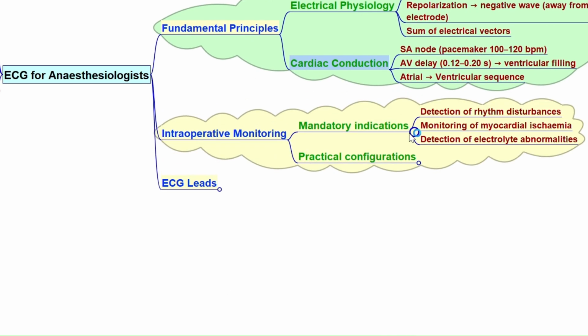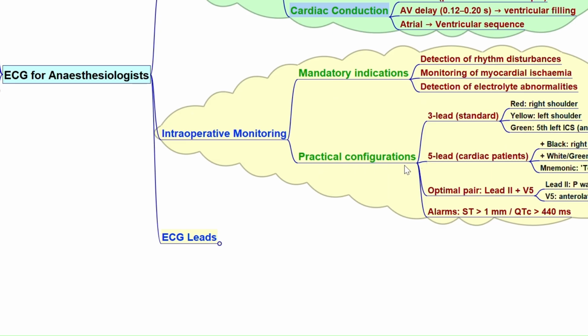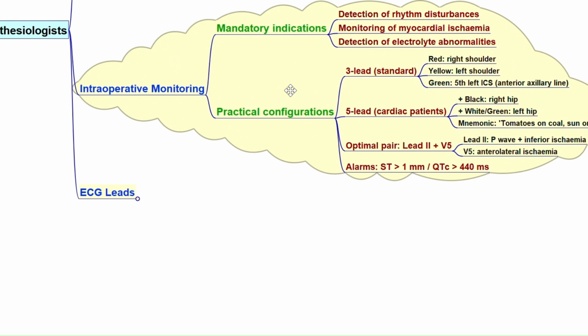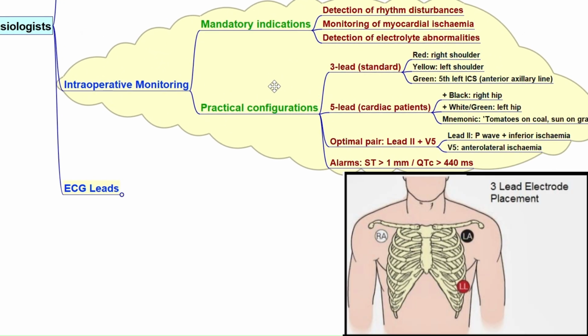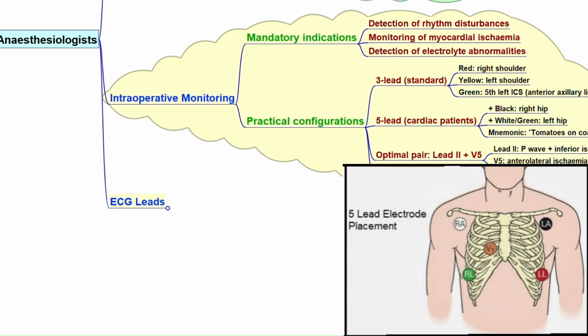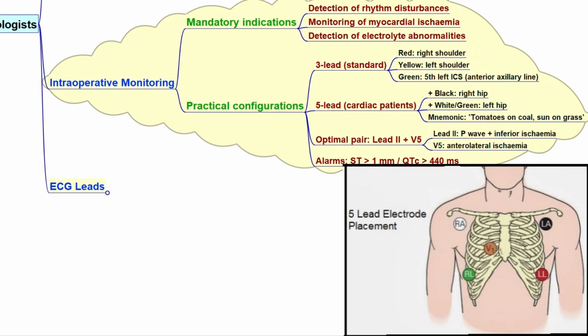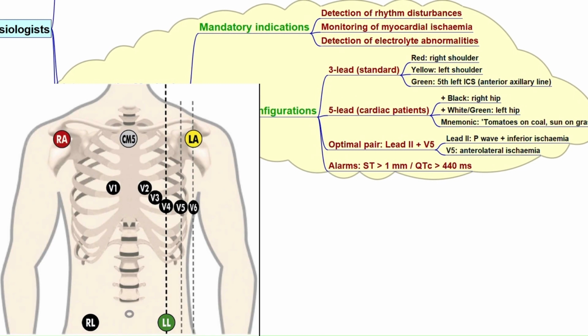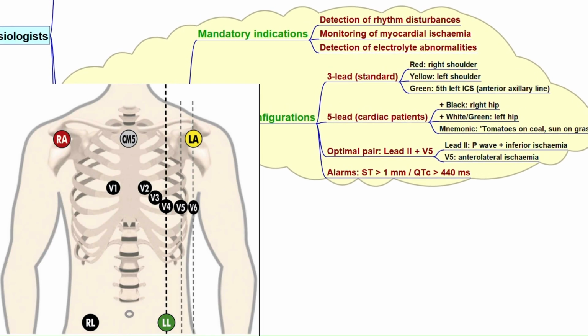So ECG is mandatory in operative and perioperative monitoring. It helps detect rhythm disturbance, monitor for myocardial ischemia, and identify electrolyte abnormalities. In practice, we use 3 standard leads, red, yellow, and green, for all patients. For cardiac patients, we add 2 more leads, black and white or green. There are different mnemonics to memorize the colors and their placement.